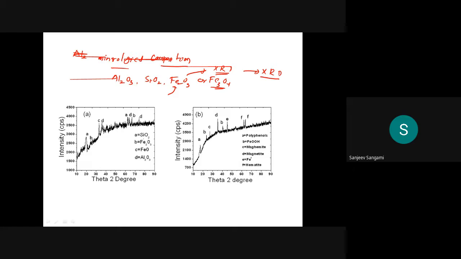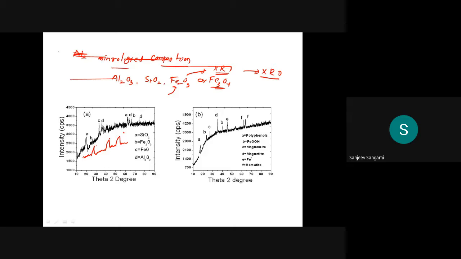In this you can see, the pattern goes low like this, but at some point it goes up into a peak, then again it goes down, and you will get some peaks. Whatever peaks you can observe here, this peak and this peak, these are nothing but some of the mineralogical compositions. There is always some standard protocol in this X-ray diffraction, that is how the intensity varies with 2 theta degree.